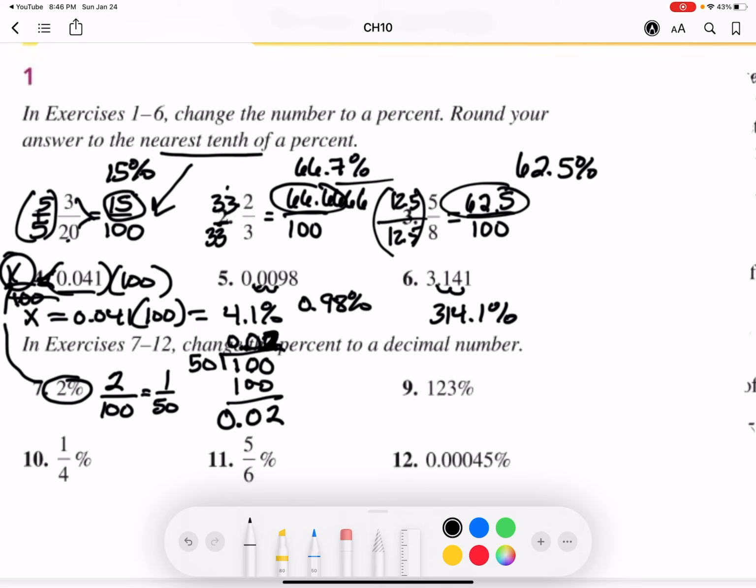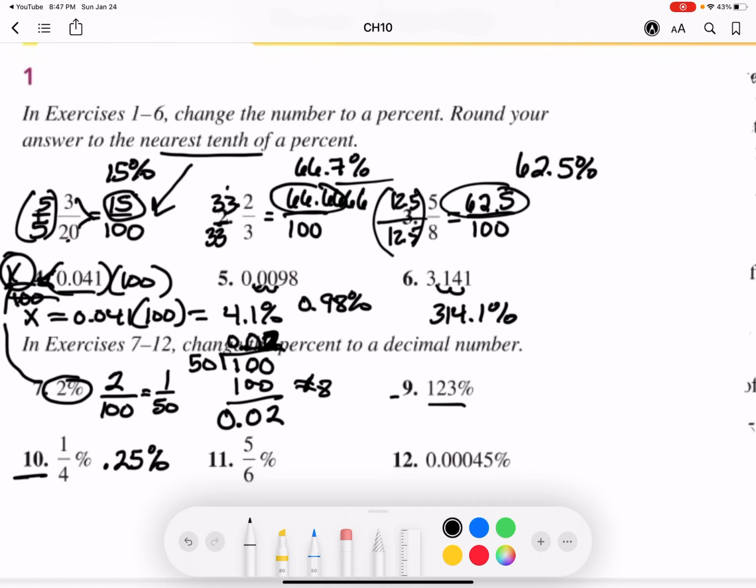And you can do the same thing with number 8 and number 9. And then quickly we'll do number 10, so you can get an idea of what you're going to do when it's a fraction. So 1 over 4 is 0.25.